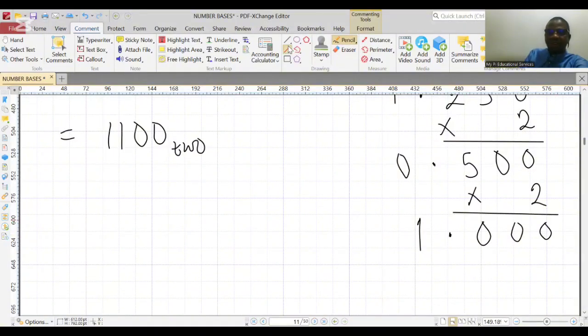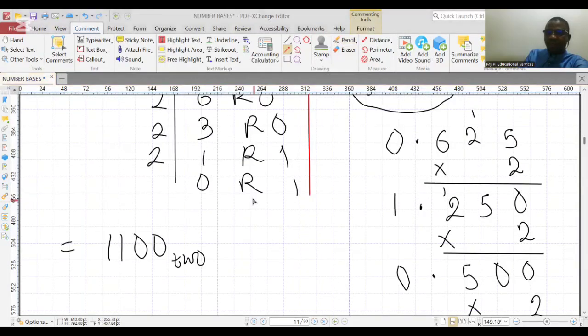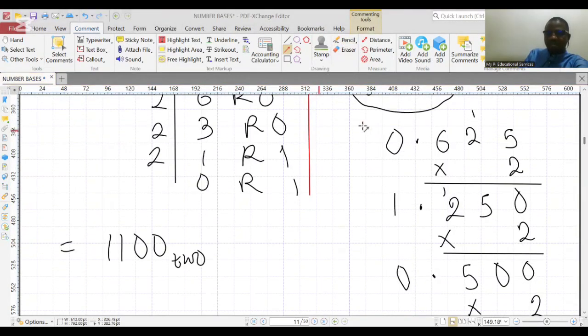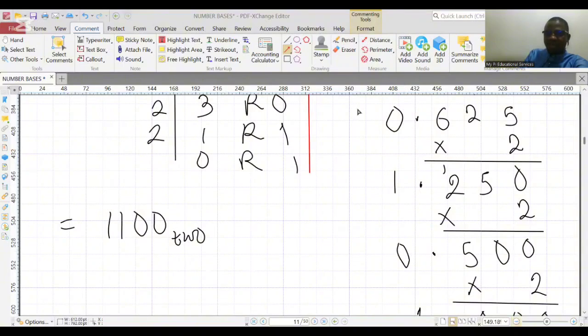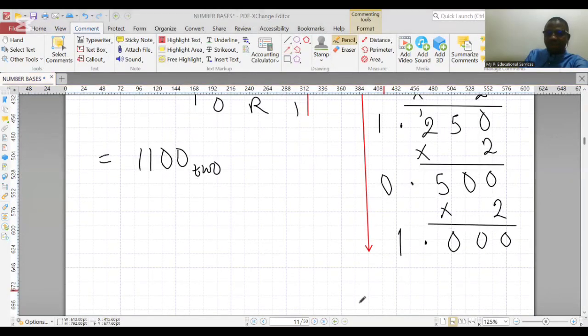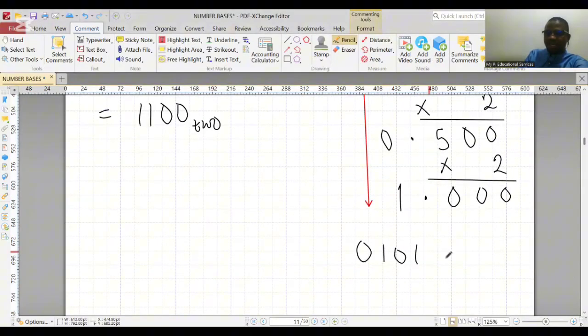Now, in the whole part, we took our numbers from the bottom to the top. But in this case, we'll take our numbers from the top to the bottom, like this. And this will give you 0, 1, 0, 1, which is the same thing as 1, 0, 1. So that is it, base 2.